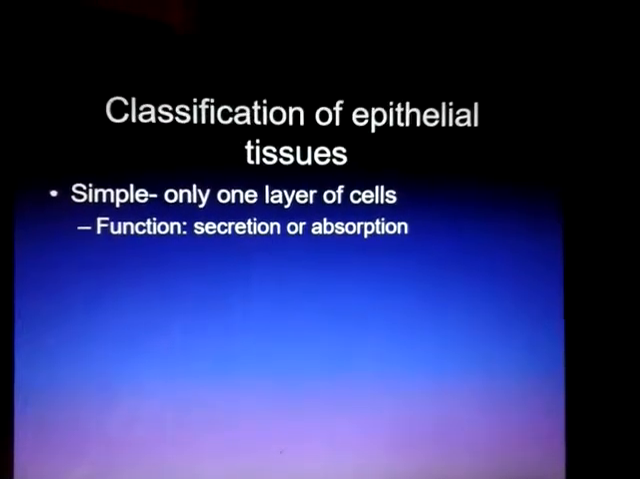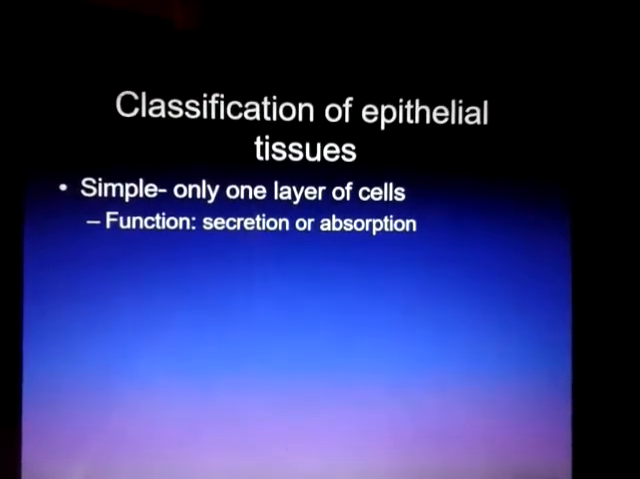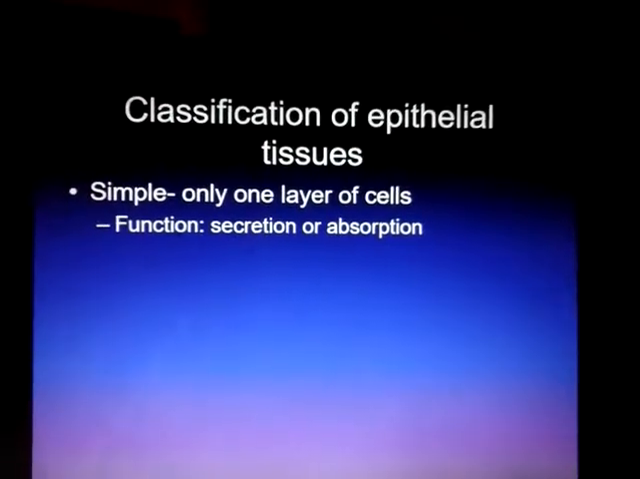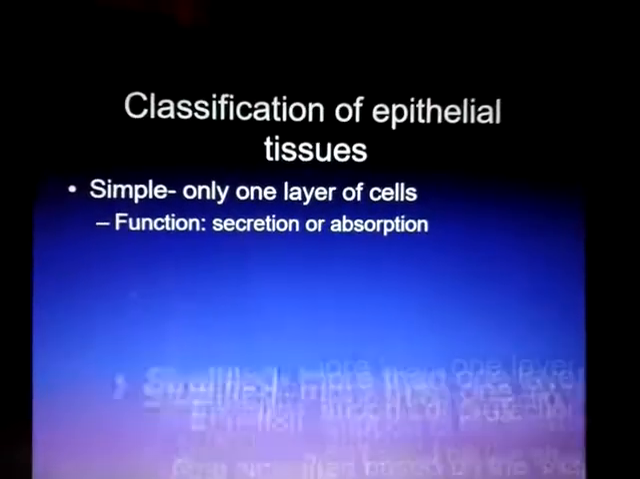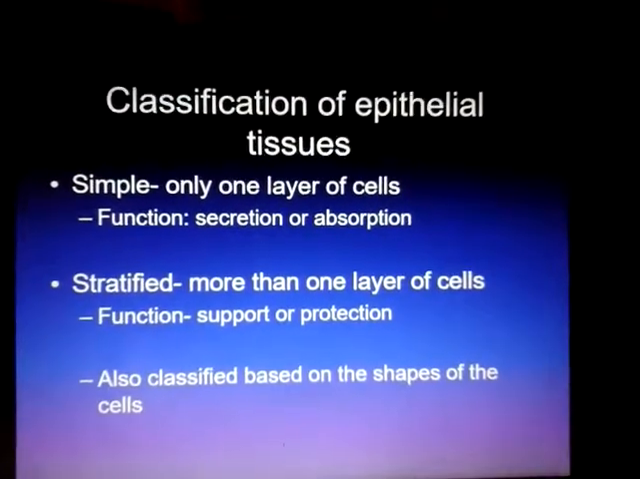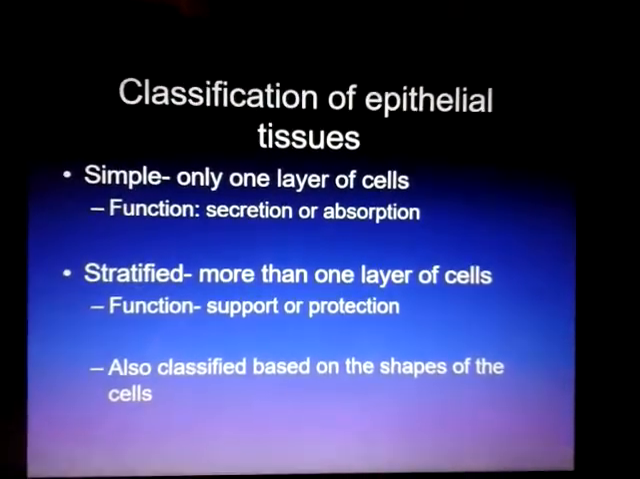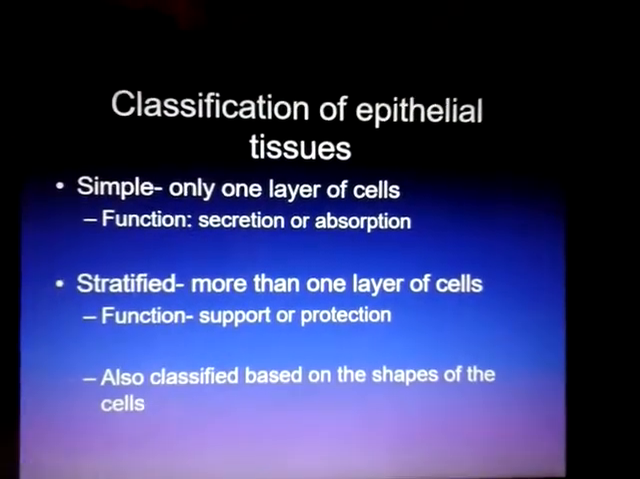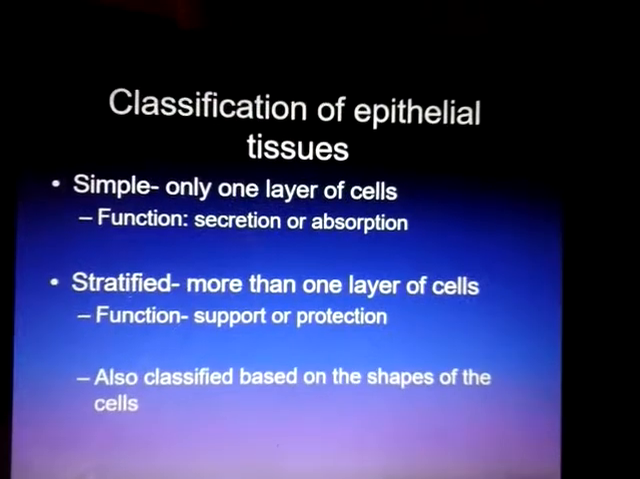In order for diffusion and osmosis to happen, remember you can't be very thick. So whenever you see simple, you're just one layer of cells. You'll also see stratified. If you're stratified, you're going to have more than one layer. And you can see that on page 8, how they have different types of stratified tissue.